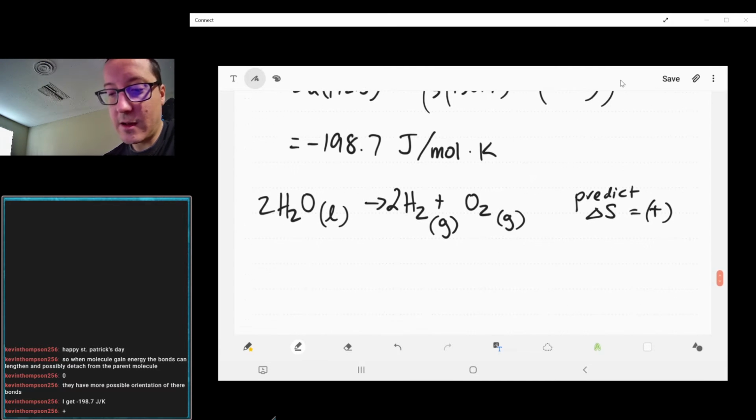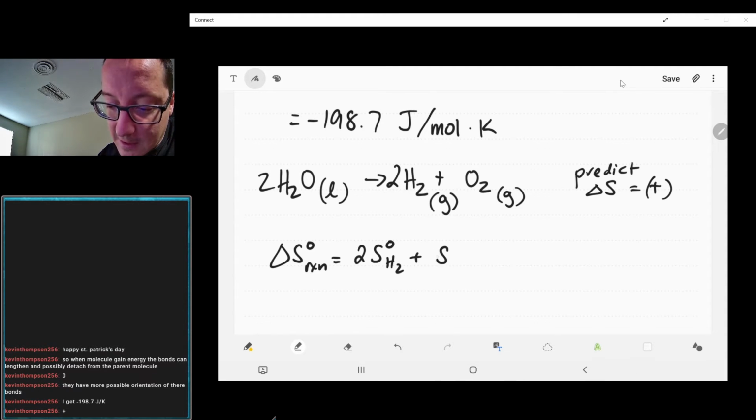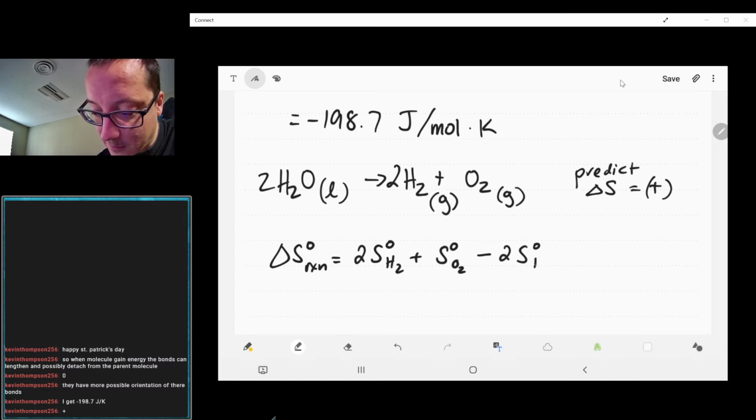So the delta S for this reaction is going to be 2 times the S for hydrogen plus the S for oxygen. Remember, these are not 0, as they would be with delta H, but not for this, right? And so we would have to subtract 2 times the S for liquid water. Your state of matter does matter, just like with delta H, right? We would need to know the state of matter. So we're going to need to remember that this is the liquid water. So we can go ahead and do this.